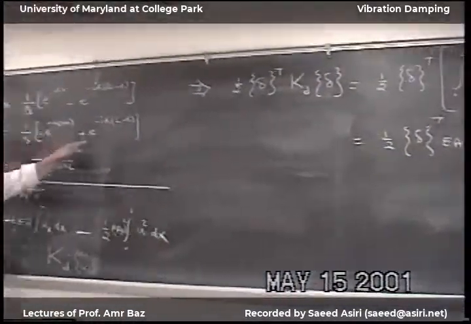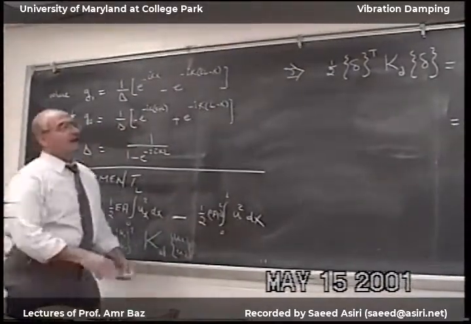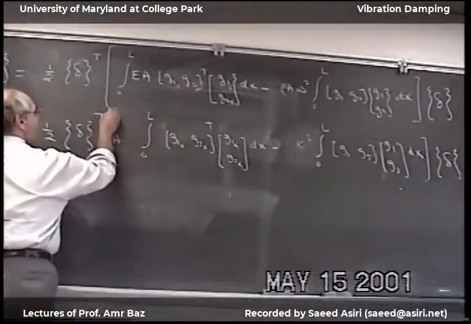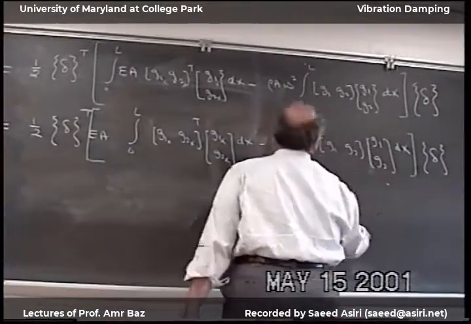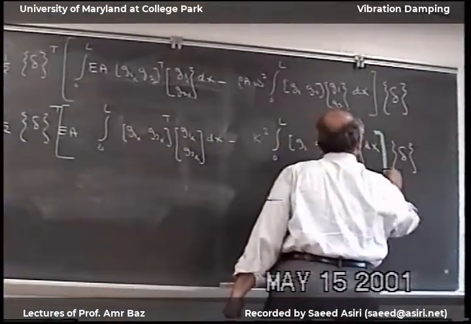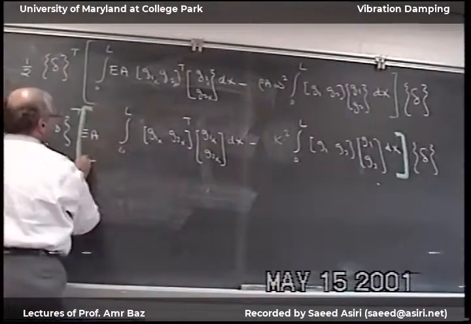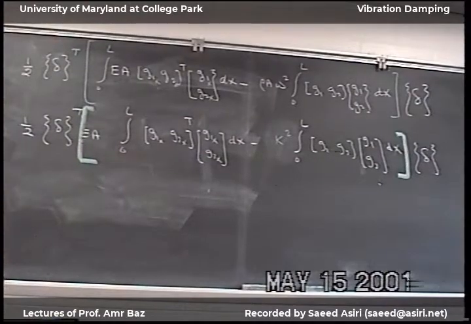Now G1 is a known function, and G2 is a known function. So I take these and put them in MATLAB and Mathematica, and calculate everything inside these two green brackets. And the result is the stiffness matrix, the dynamic stiffness matrix of the rod in the spectral domain.